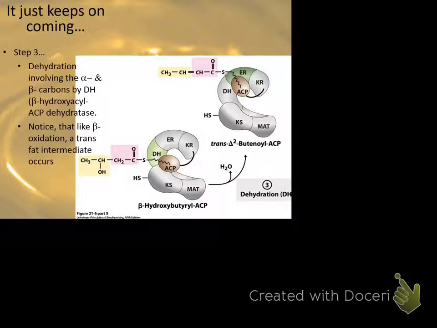And so this will then make the enoyl ACP, technically the trans-enoyl ACP intermediate. And so that's why it's the dehydratase. Okay. So that step is very similar to beta oxidation.